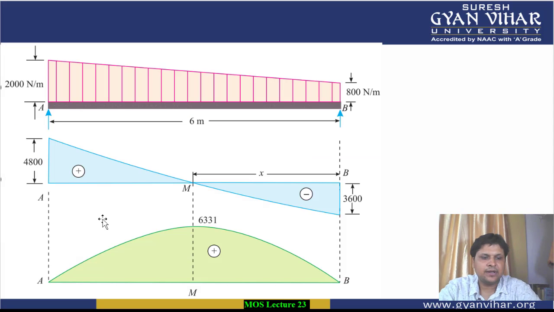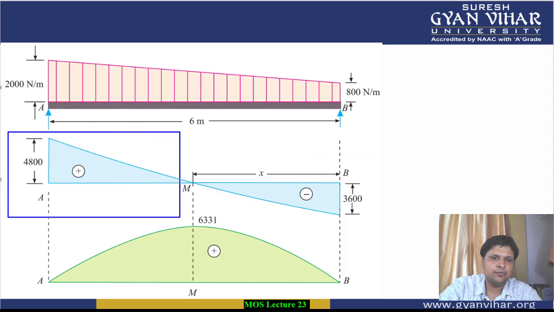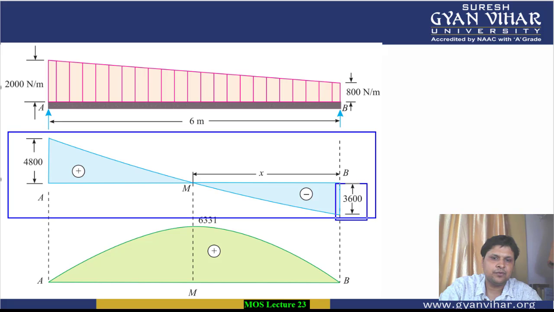So if we now draw the shear force and bending moment diagram, the values of shear force at A and B we have calculated according to the sign convention. At A it will be taken as positive, and at B it is taken as negative, and it is changing its sign at this point M.